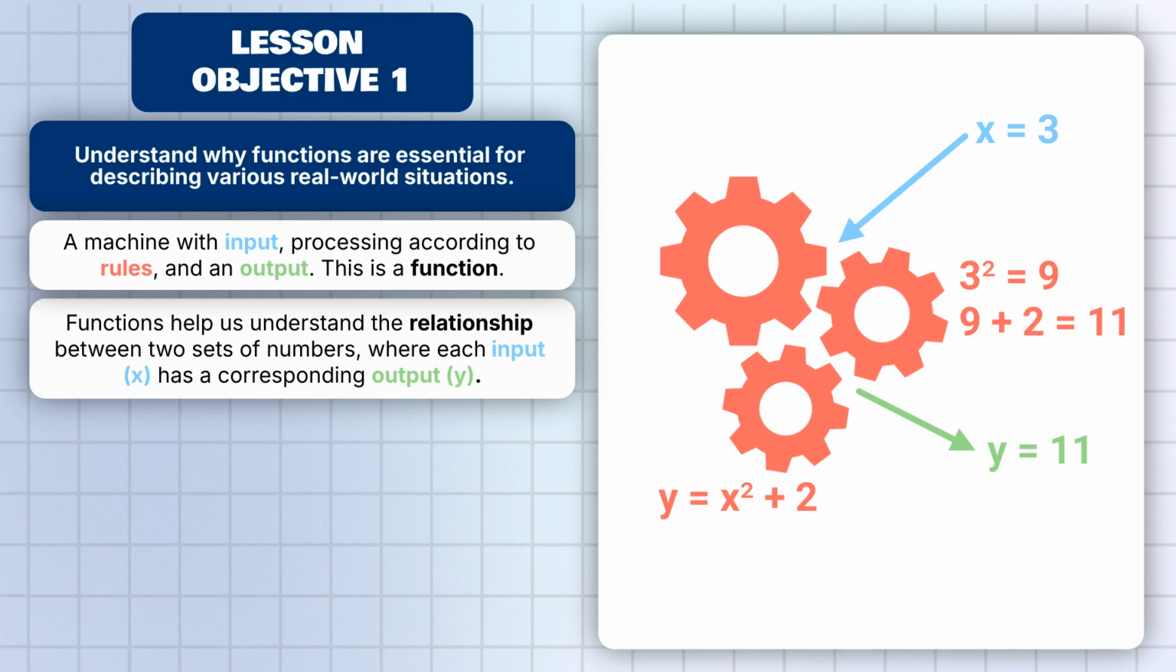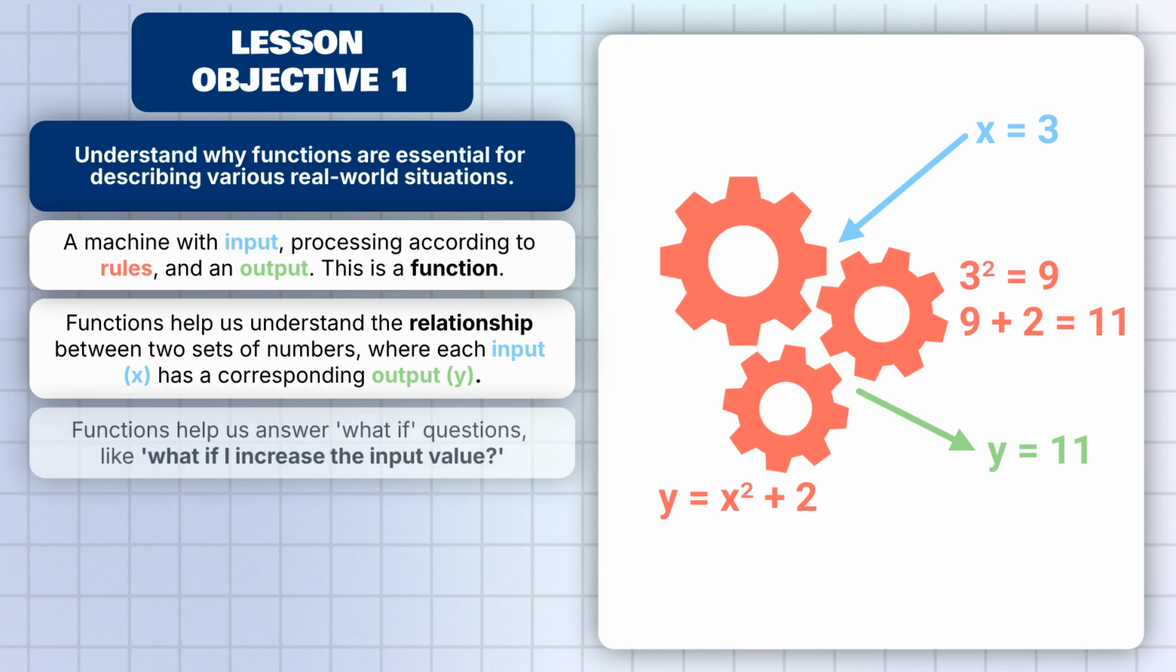So far, we've looked at relations between numbers mainly through methods like ratios. Functions help us answer what-if questions in a more structured way. What if I increase the input value? How does the output change? If I know the output, what might the input have been?